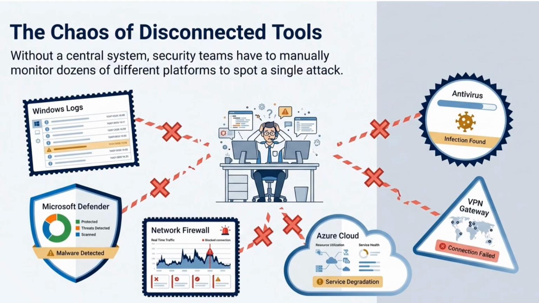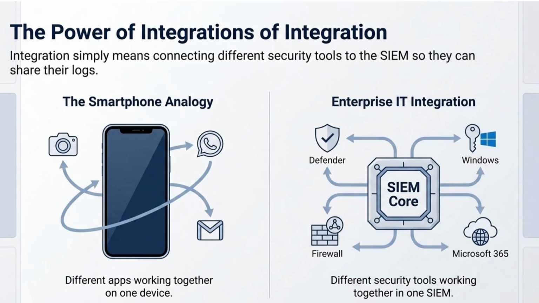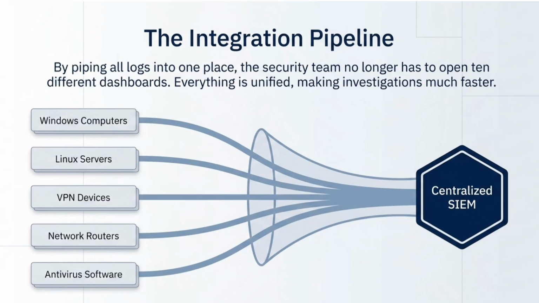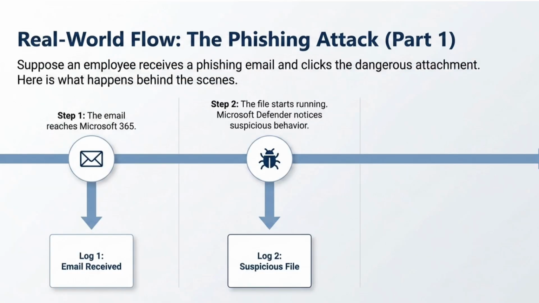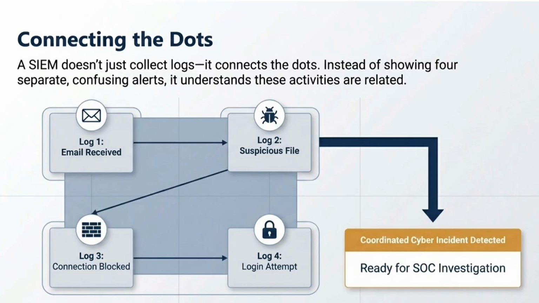Now let's understand SIEM integration. Integration simply means connecting different security tools to the SIEM. Imagine your smartphone: your WhatsApp, Gmail, camera, and gallery are different apps, but they all work together. Similarly, in a company, different security products work together by sending their logs to the SIEM. For example, Microsoft Defender sends malware alerts, Windows sends login events, the firewall sends blocked connection logs, Azure sends cloud activity logs, Microsoft 365 sends mail security logs. All these logs reach the SIEM. Now the security team doesn't have to open 10 different dashboards. Everything is available in one place. This makes investigation much easier.